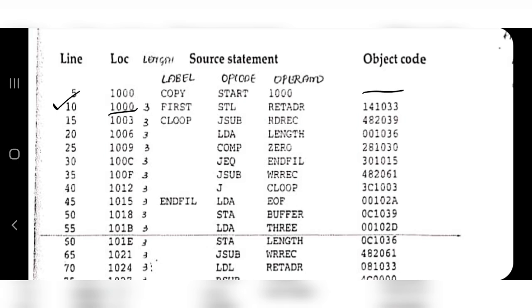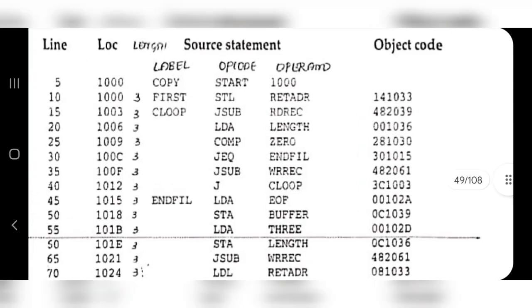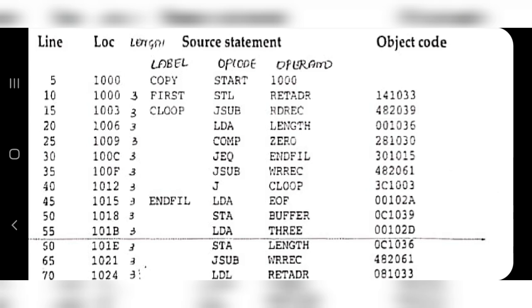In the next line, what we have is 1000 and the length is 3. First, STL RETADR, with opcode 14. How to write 141033? This is the task you have to see. To write 141033, observe two things. Label is just an assigned value. It doesn't have any in-memory address and all. The only thing you have to focus on is opcode and operand. By using these two, you will be writing the object code.